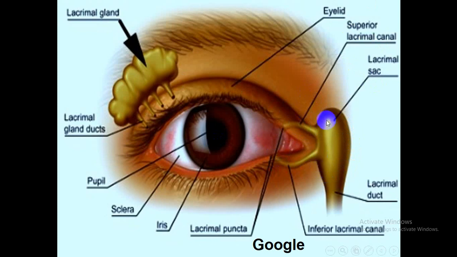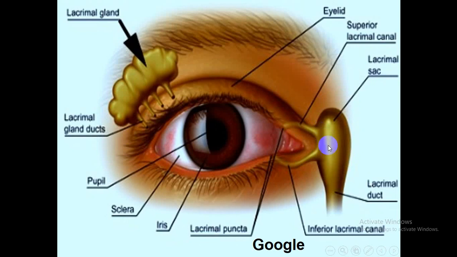Now what is the lacrimal sac? It lies behind a ligament that we will call the medial palpebral ligament. So the lacrimal sac lies behind the medial palpebral ligament. It is the upper dilated portion of the nasolacrimal duct situated in the lacrimal fossa.